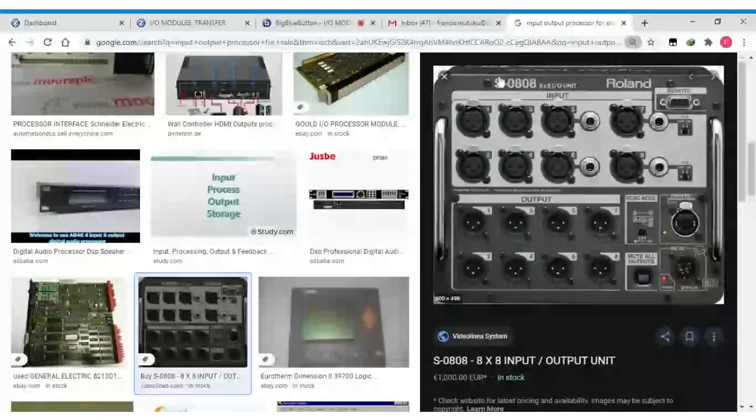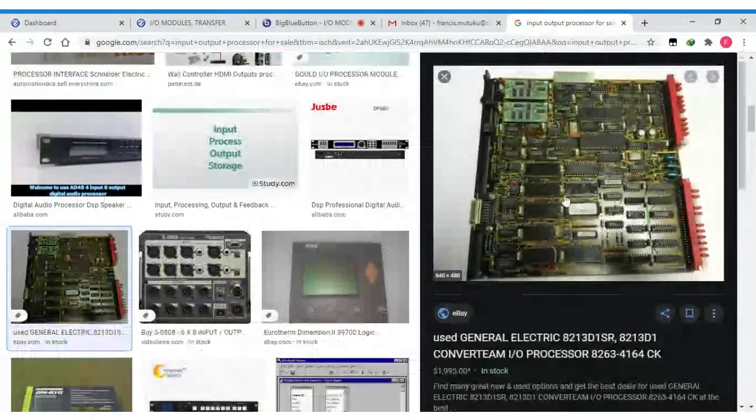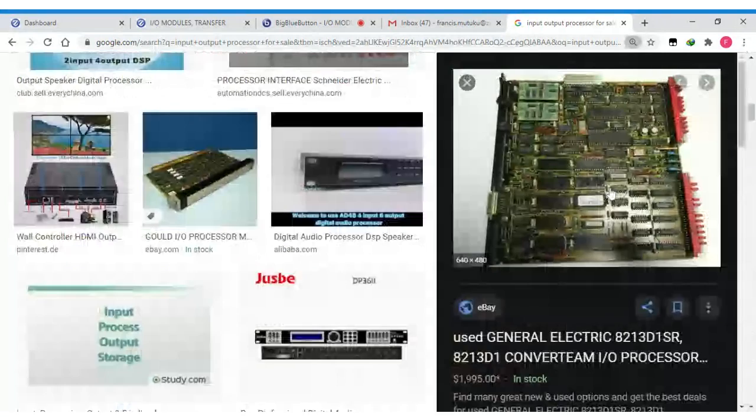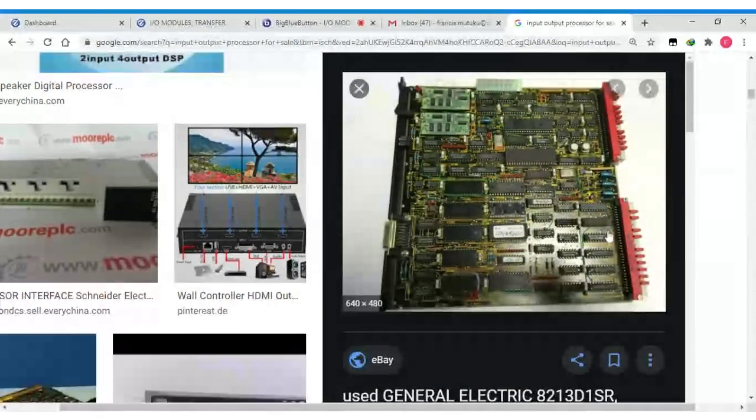Let me have another. This is an input output processor. Can you see how many chips it has? It has a lot of chips. These black things that you can see are what we call integrated circuits. As you can see, this is not a motherboard. A motherboard normally has different things, but this one is just filled up with ICs, meaning that it's a processor itself. It's like one big processor.